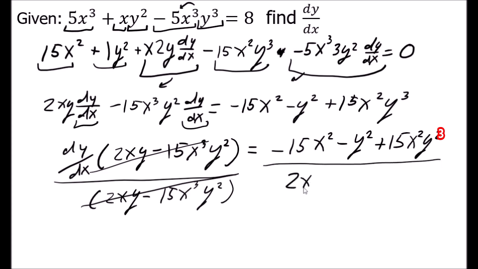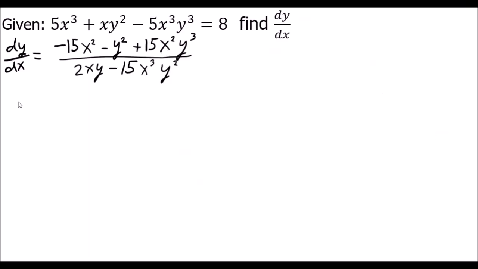So that's my 2xy minus 15x cubed y squared. So that is my answer, and I'm just going to rewrite it in just one second here. Here again is my answer. I just erased some of the work to make it look a little bit neater. But if I had moved things to the opposite sides of the equal sign, I might have ended up with an answer that looks a little bit different.